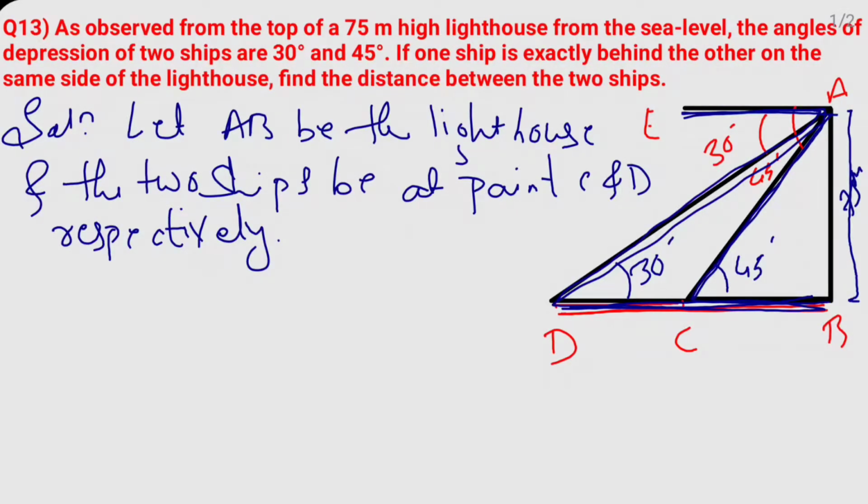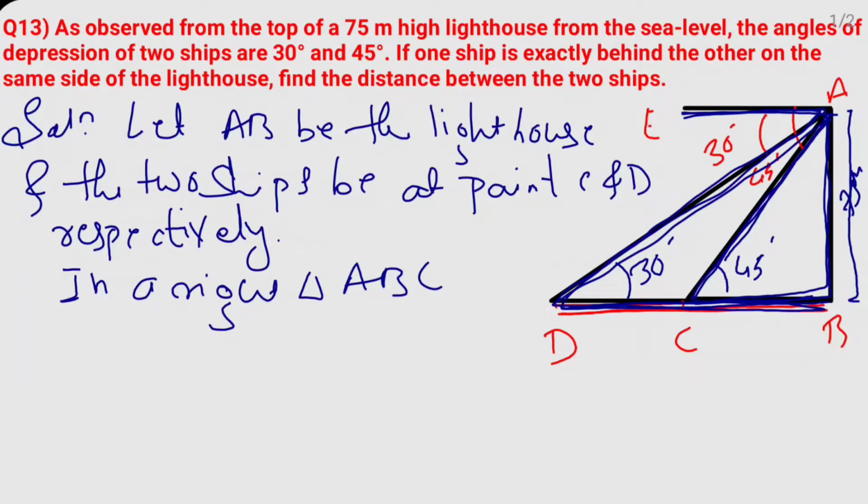Is it clear? And here we got two right triangles. One is ABC and another one is ABD. First I will consider triangle ABC. So write down here, in a right triangle ABC, tan theta equal to opposite by adjacent.